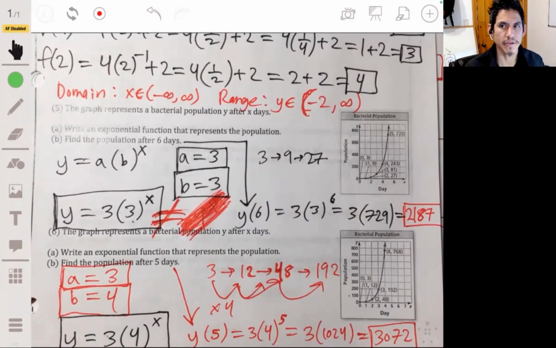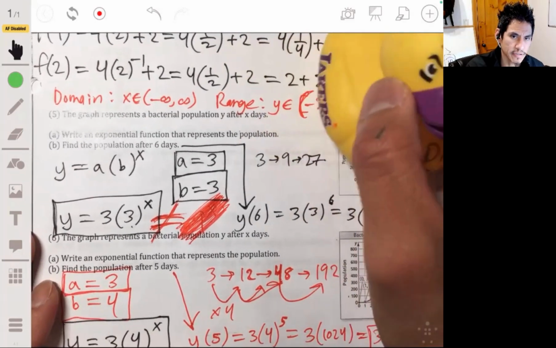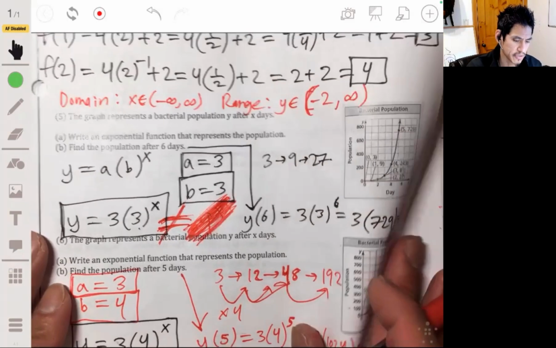But yes, I would bet you that from my experience, a lot of students do get somewhat scared when they first have to deal with exponential equations.